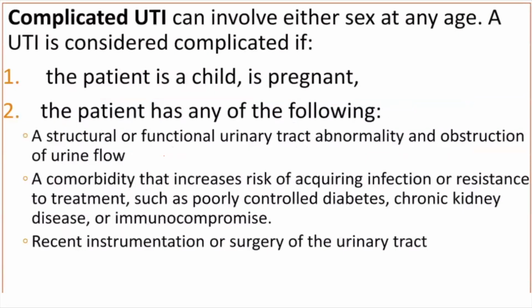Complicated UTI can occur at both ages, male or female, at any age. We consider a UTI as complicated if the patient is a child, the patient is pregnant, or the patient has the following risk factors: structural or functional urinary abnormality and obstruction of urine flow, or comorbidity that increases the risk of acquiring infection.